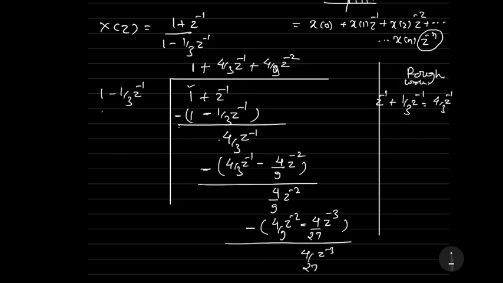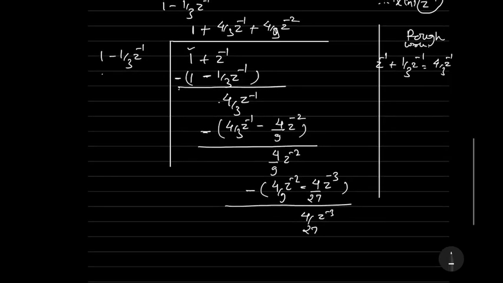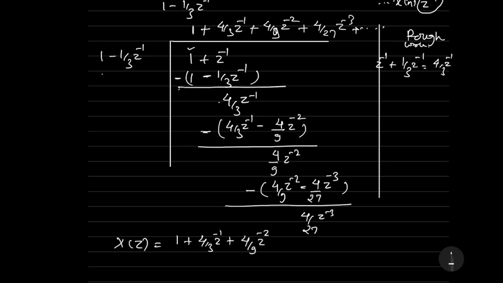Next, what should we multiply? We should multiply 4 by 27 z to the power minus 3. And so on, this will go on. So the result of this division is equal to 1 plus 4 by 3 z to the power minus 1 plus 4 by 9 z to the power minus 2 plus 4 by 27 z to the power minus 3 and so on.